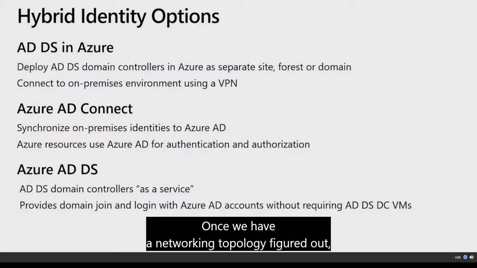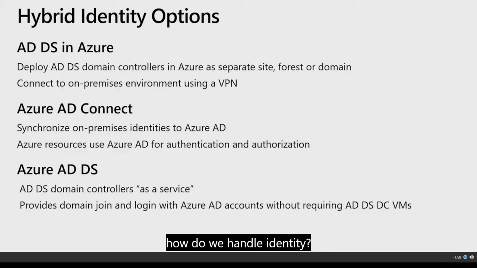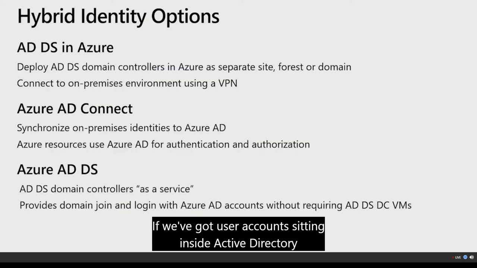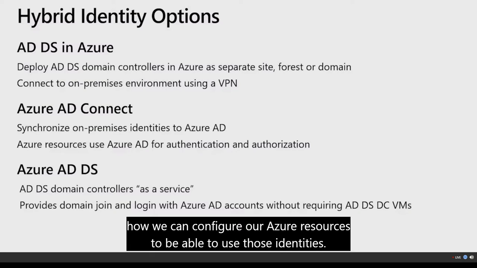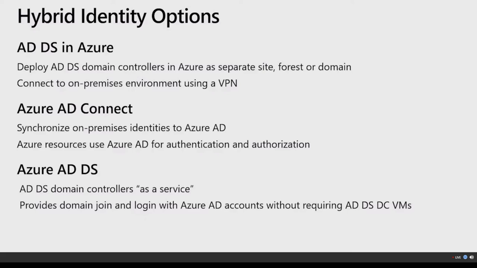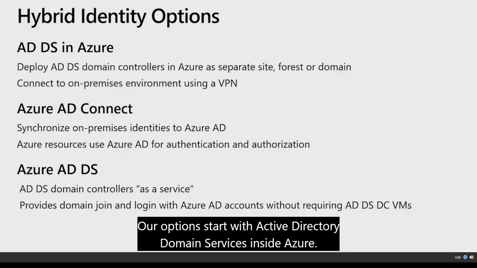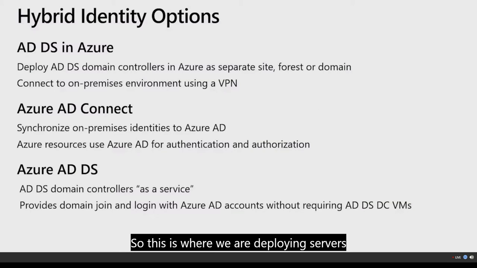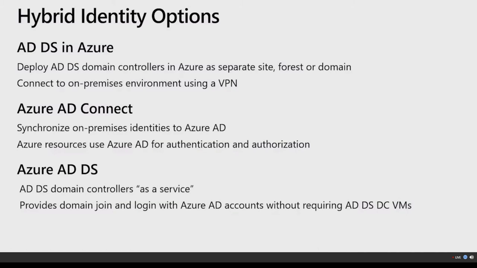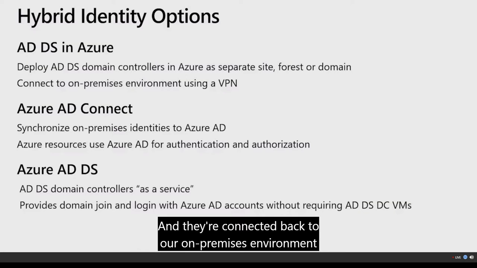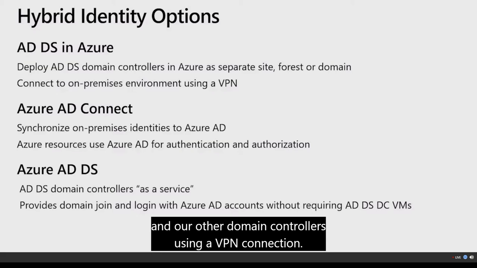Once we have our networking topology figured out, how do we handle identity? If we've got user accounts sitting inside Active Directory in our Windows server on premises, we have a number of options for how we can configure our Azure resources to be able to use those identities. Our options start with our Active Directory domain services inside Azure. So this is where we are deploying servers that are running Active Directory as domain controllers inside Azure as virtual machines, as a separate site, a forest, or a domain. And they're connected back to our on-premises environment and our other domain controllers using a VPN connection.